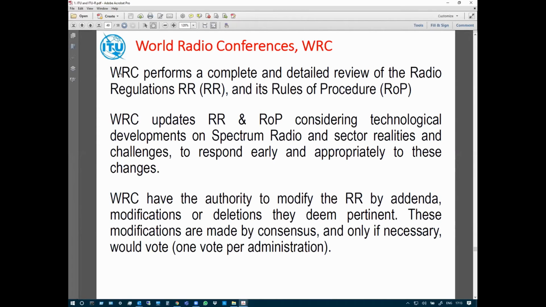Then we have that the WRC performed a complete and detailed revision of the Radio Regulations and the Rules of Procedure to do the necessary updates, considering the technological development of spectrum radio and sector realities. They had authority to modify the Radio Regulations.